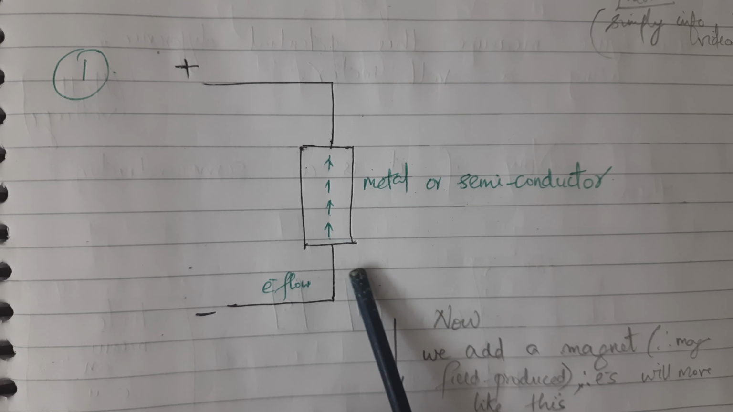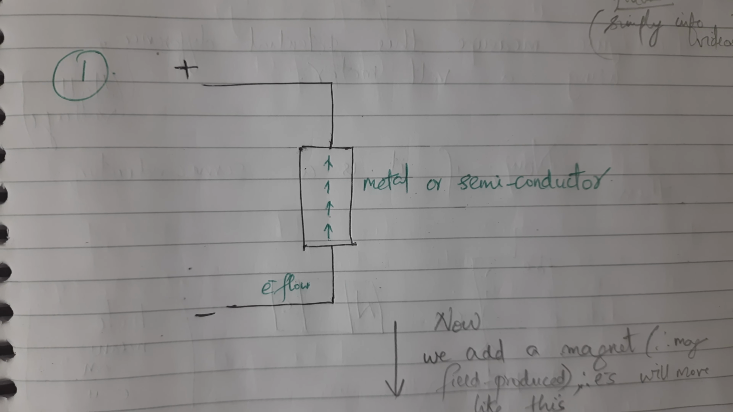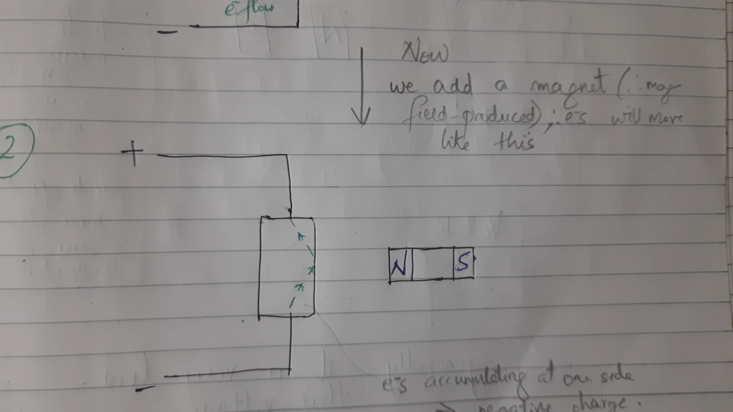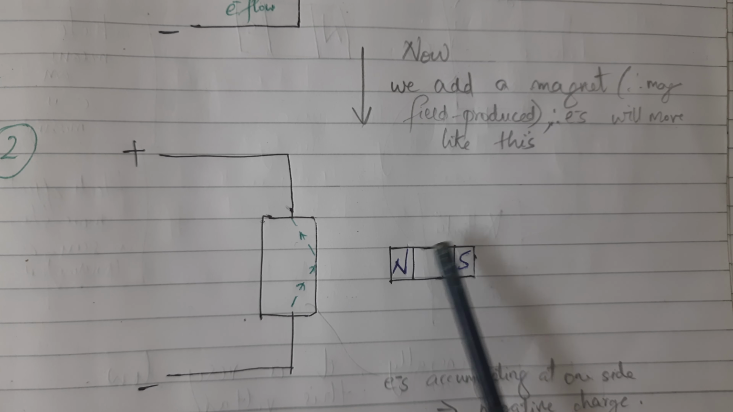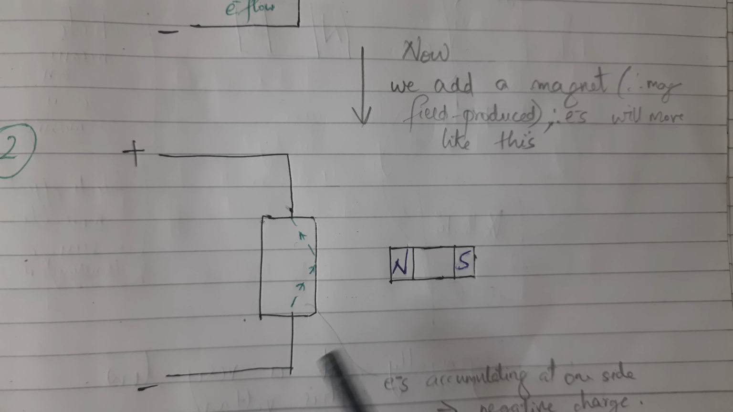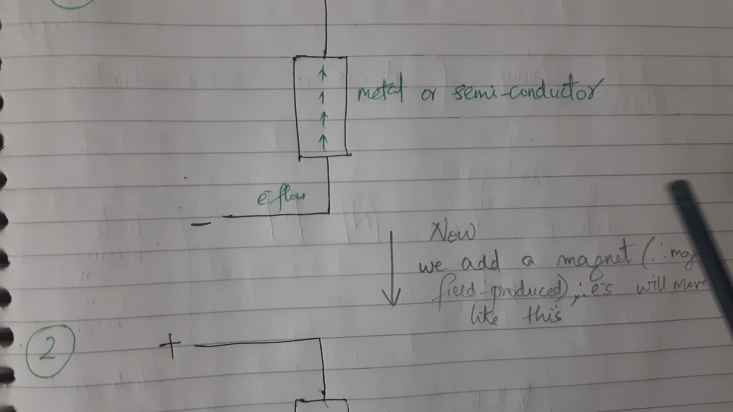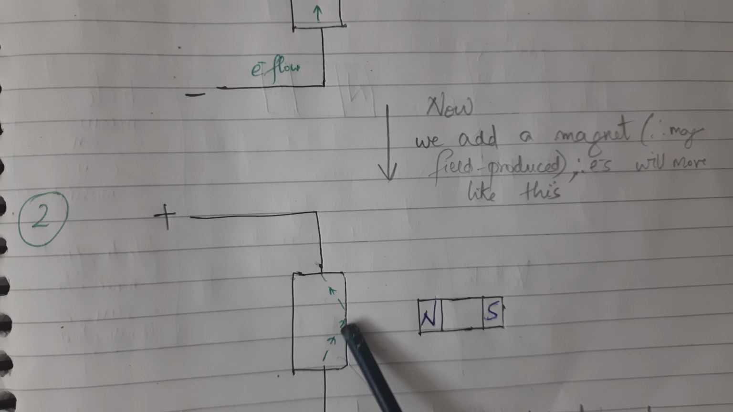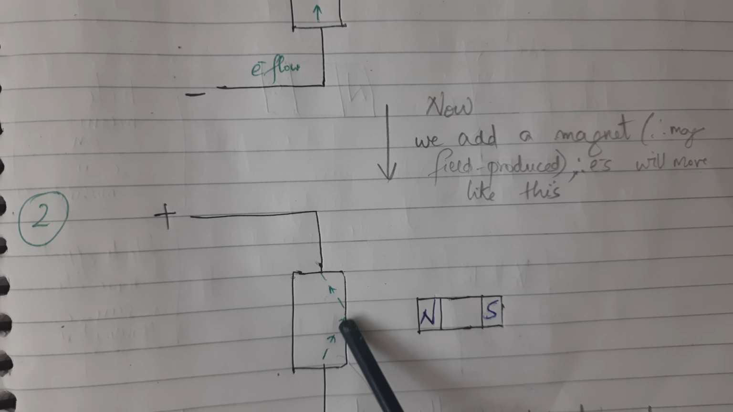Now, this metal is connected to the battery. What happens is we will add a magnet. So we add a magnet like this near to this. It will produce a magnetic field, right? And the electrons, instead of moving in a straight line like this, will now try to move like this. It gets attracted a little bit to the magnet side, like the magnet is pulling it. That kind of way it is moving.